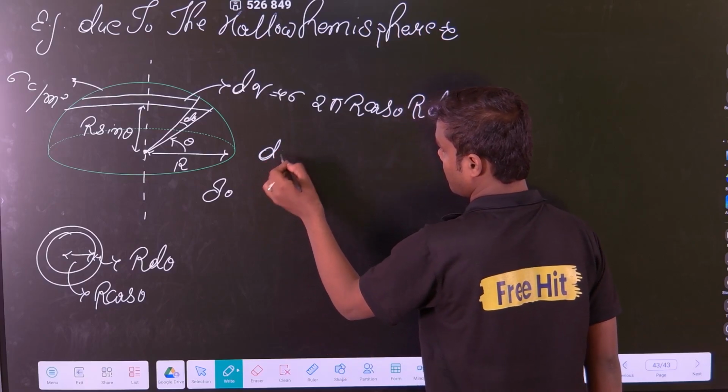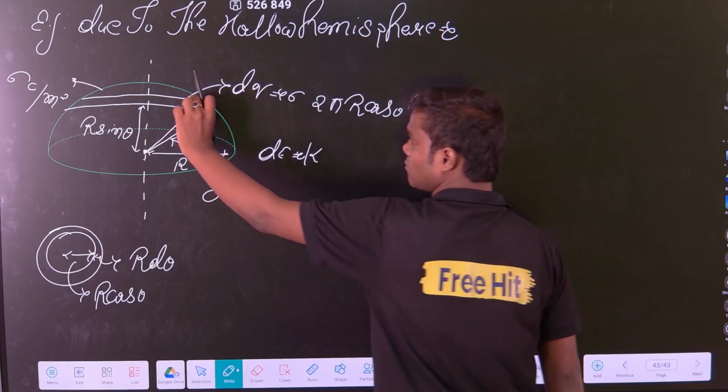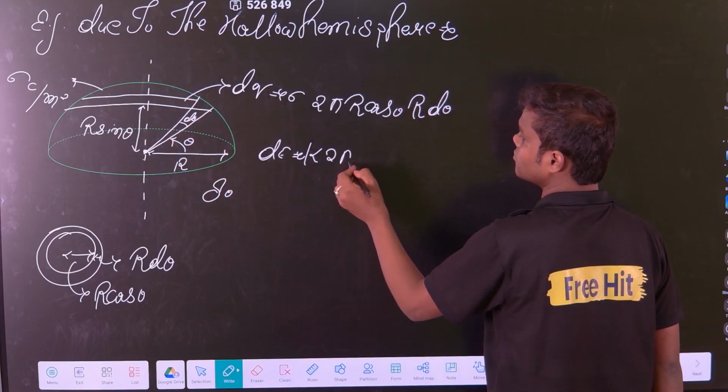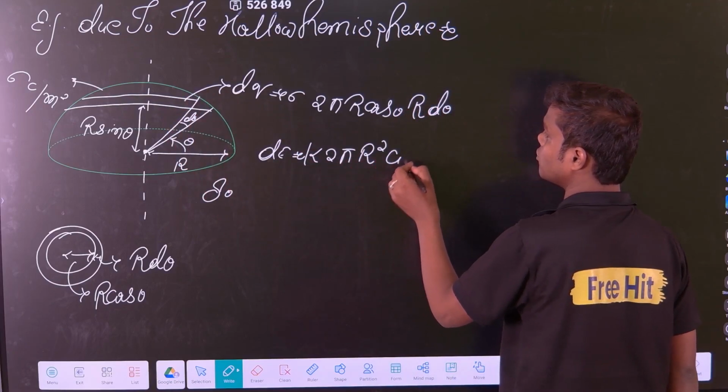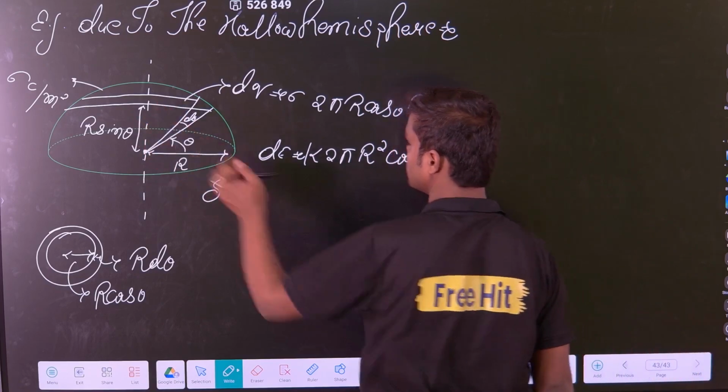What is dE? dE is k dq, where dq is sigma times 2 pi r square cos theta d theta, upon distance.